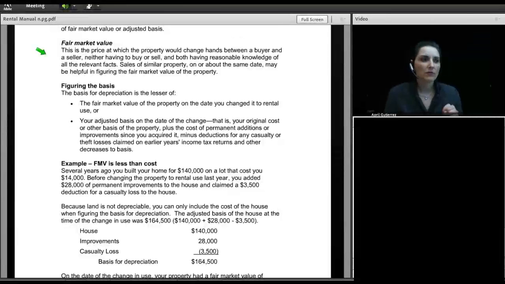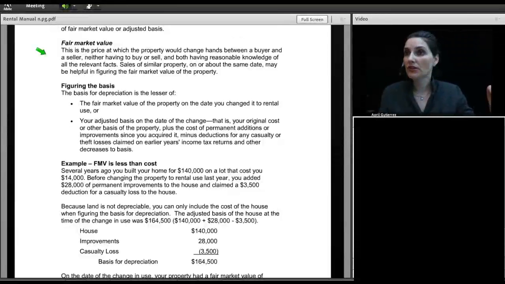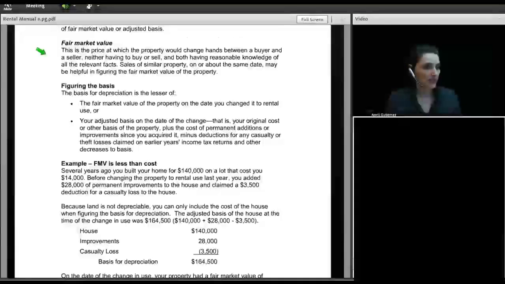In today's market, we do have a situation where we have people who have paid more for a house than it is currently worth. We have lots of people in that situation. And those people may be turning their properties into rental properties. They figure it's the only way they can afford to make the mortgage payment, just to get some income coming in, so they're turning them into rental properties. And now we as tax professionals have to figure a basis for depreciation. And in those situations, fair market value could be less than basis.